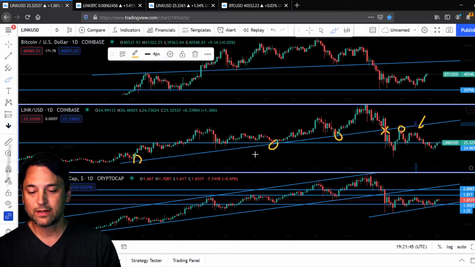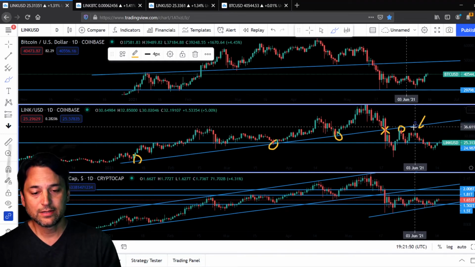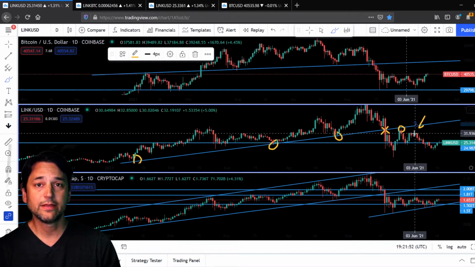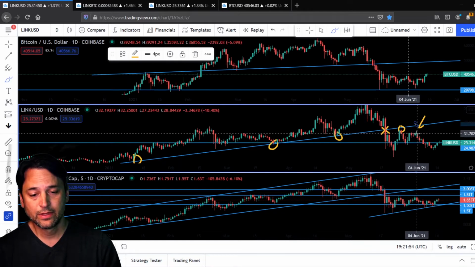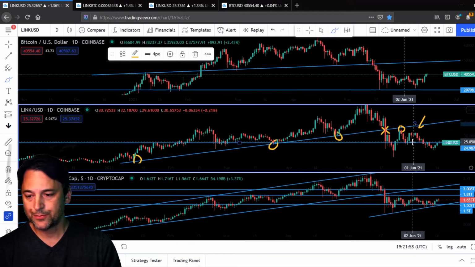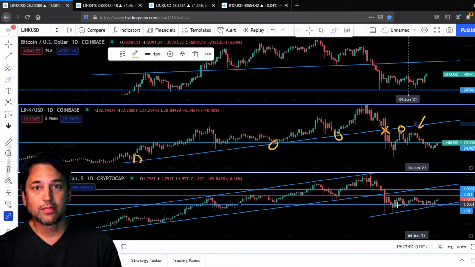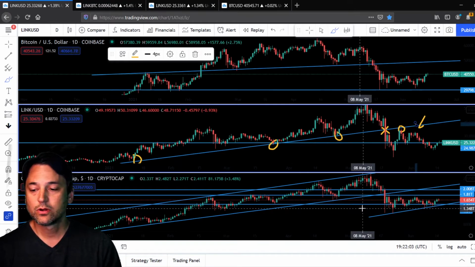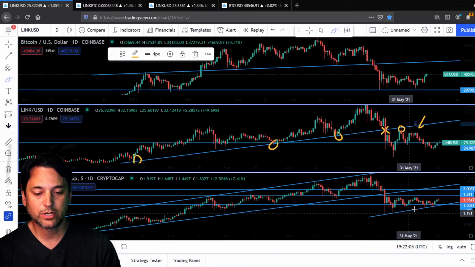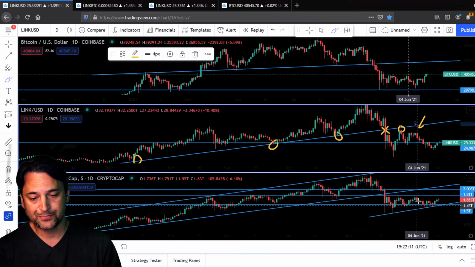Okay, let's go back to that chart. So as I was saying, it failed to do that. It didn't get back up to this line. And this is what this video is all about. Why didn't it get back to that line? Well, okay, let's look at this chart at the bottom here. This is the total crypto market cap chart. This represents all the money that is in all the cryptos, or most of them.